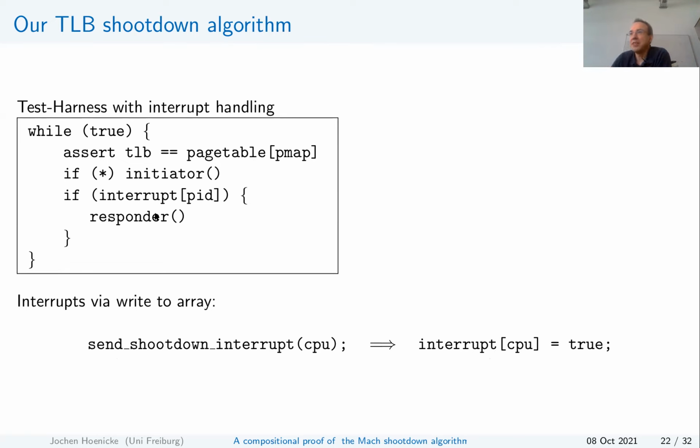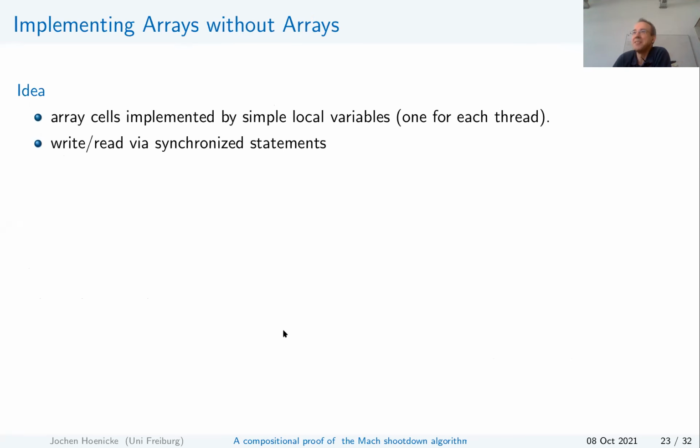So we have here an interrupt. And arrays are complicated, and we probably need quantified invariants, and we want to avoid all of that. What we really would like to have is that interrupt is a local variable. But this is not really possible because we write here the interrupt of a different CPU and set it to true. And after thinking about it, we came to a solution for this that is quite nice. And one could call it implementing arrays without arrays.